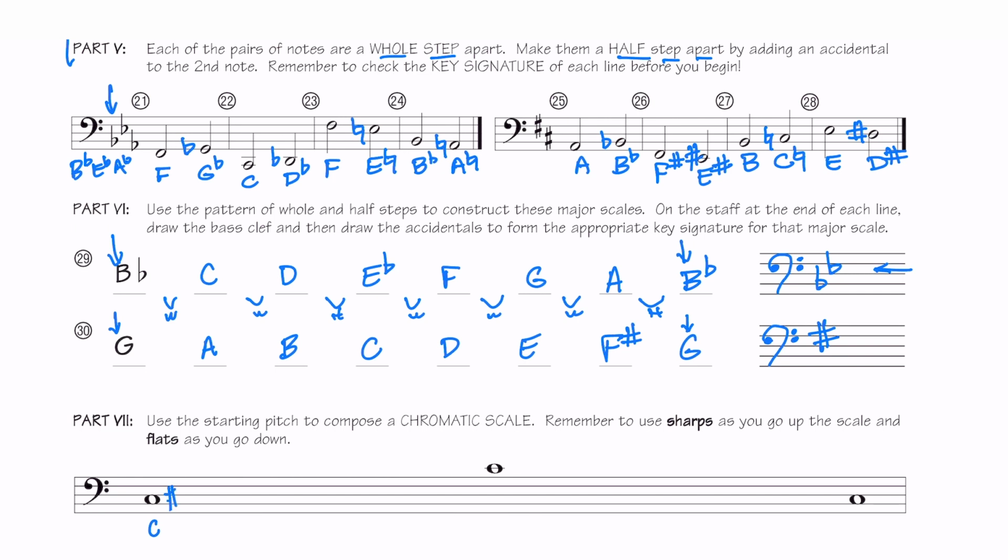C goes up to C sharp. C sharp goes up to D. D goes up to D sharp. D sharp goes up to E. Now here is a half step between E and F. F up a half step is F sharp. Remember, your sharp goes before the note, but after the letter name. F sharp up to G. G sharp.